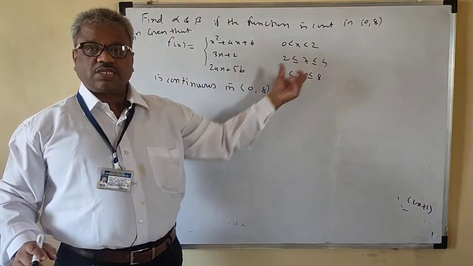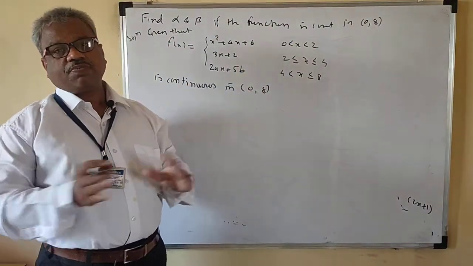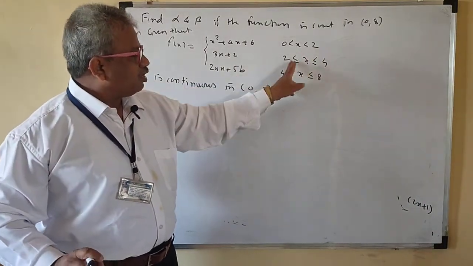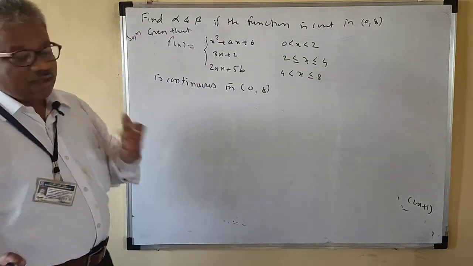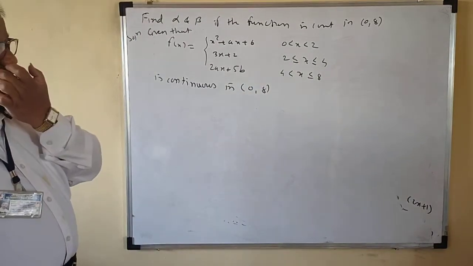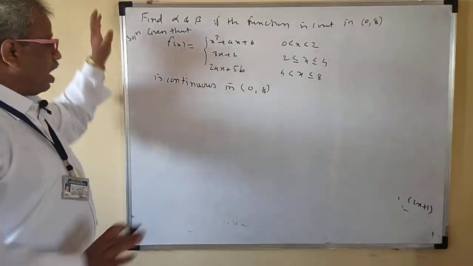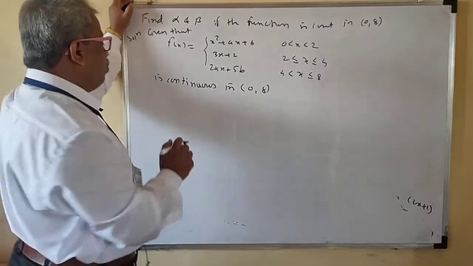Every value of the function is continuous in (0, 8). That means if your x lies between 0 and 8, the function will be continuous. Now the function changes its rule at 2 and 4, so we only have to discuss continuity at x equal to 2 and 4. But the function is continuous, that means your function is continuous at 2 and 4. We have to take the benefit of only 2 and 4.